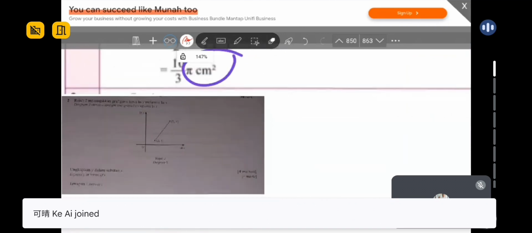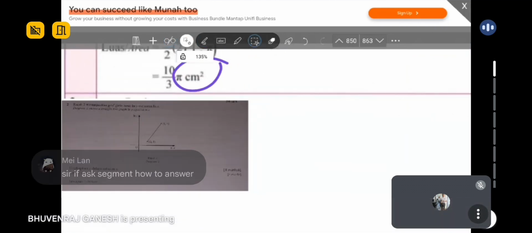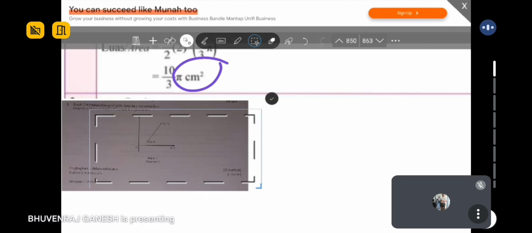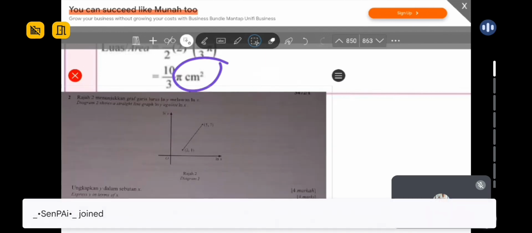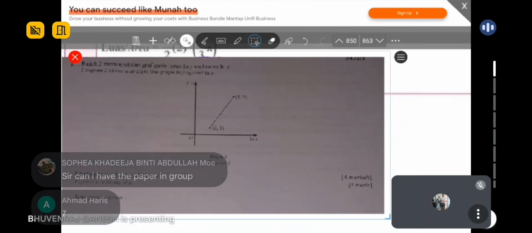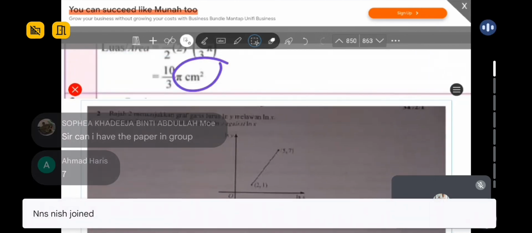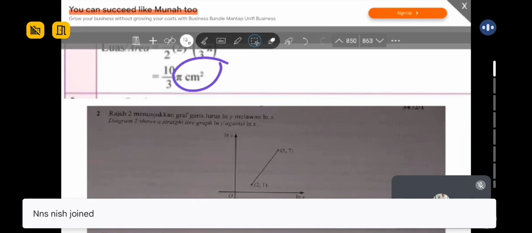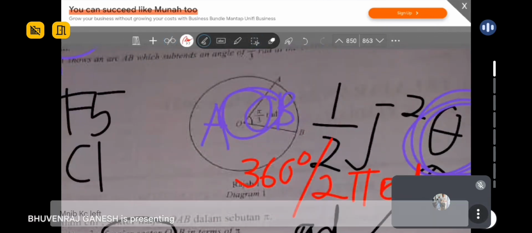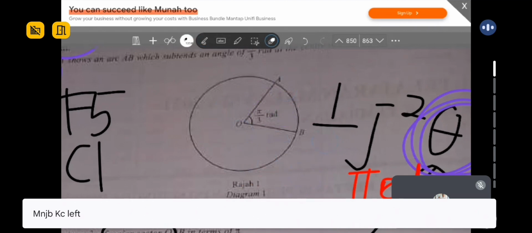Soalan 2. Okay guys, so now I'm going to call the next person. Ahmad, boleh bagi saya satu nombor tak? Antara nombor 1 sampai 10. Saya nak guna yang tu untuk pilih orang. Pilih nombor yang kamu suka. 7. Okay, wait. Tunggu. Sir, if ask segment, how to answer? Okay, wait guys. Before we go to question number 2.